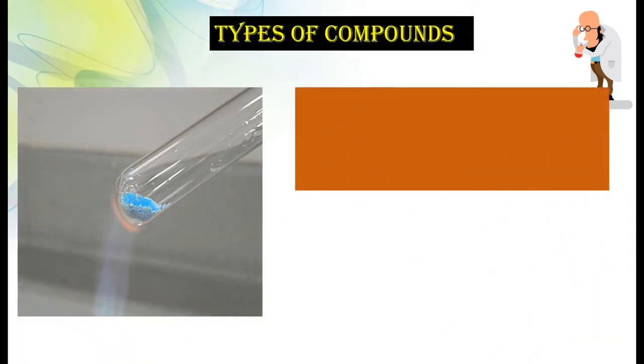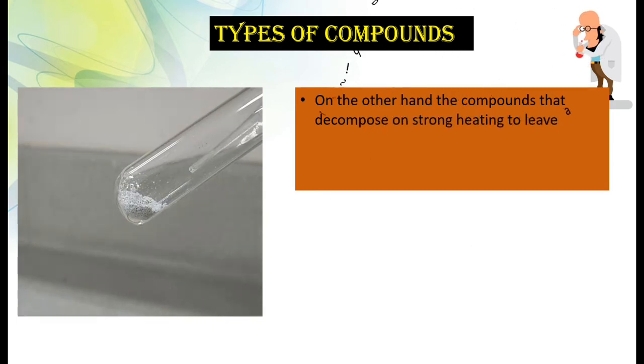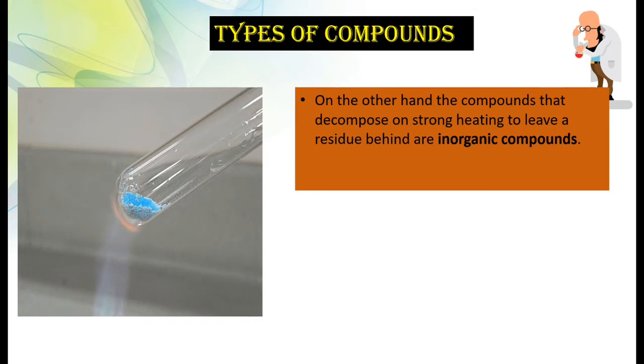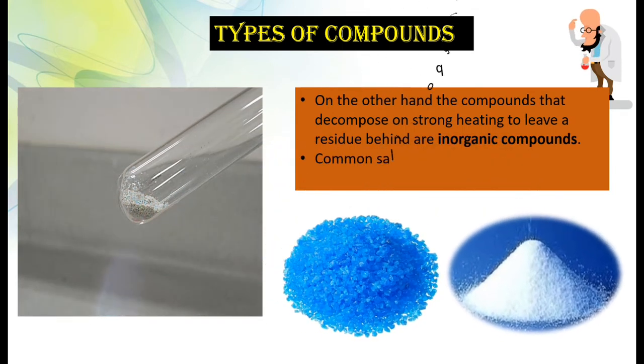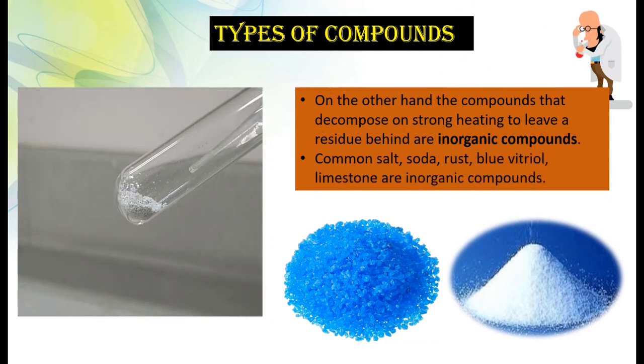Now here in this picture you can see that if I am burning this residue, is there anything left? On the other hand, the compounds that decompose on strong heating to leave a residue behind are inorganic compounds. Now, if I'm heating this and it decomposes completely, and it has a residue behind, but it is not black in color, such type of compounds are called inorganic compounds. Examples are common salt, soda, rust, blue vitriol, limestone are inorganic compounds.